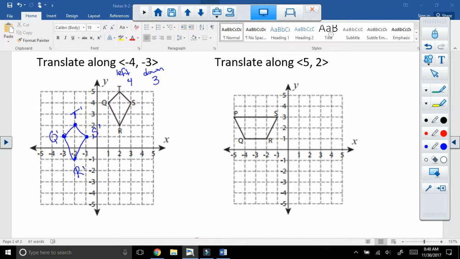And then for this last one, this is a +5, so that means I'm going right 5 and up 2. So each one of those, 1, 2, 3, 4, 5, up 2. To the right 5, up 2. And sometimes once you get a few of them on there, you can just kind of see where the other ones are supposed to go. If you're not quite sure about that, feel free to count it out again. But that's essentially what we're going to be doing with translations for the most part.